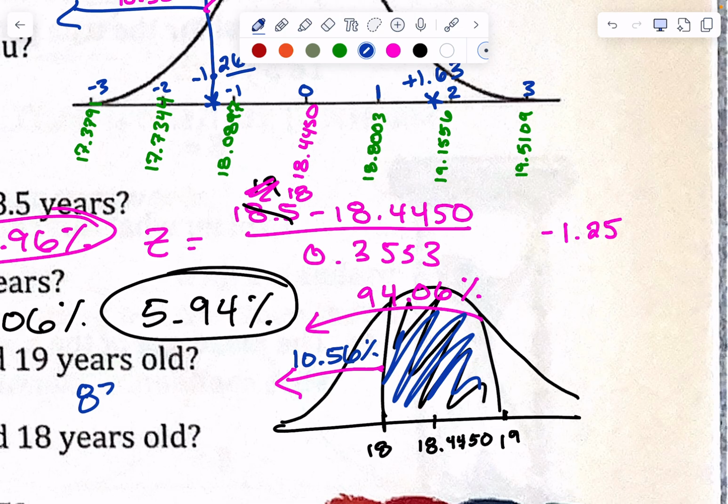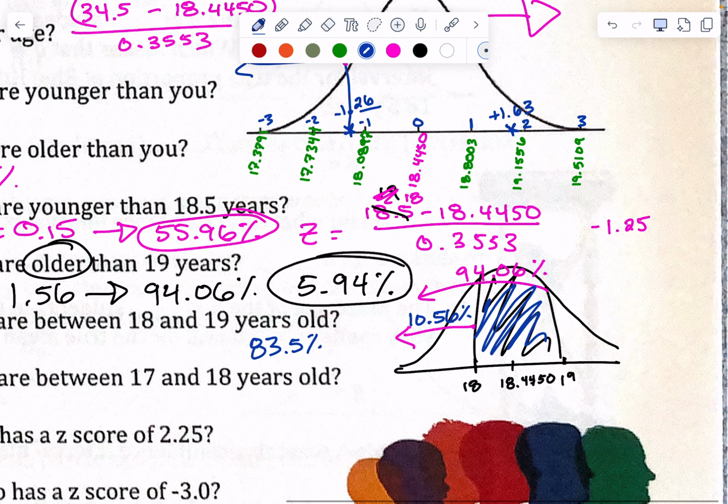83.5%. Perfect. Okay, now between 17 and 18 years old, we already have the 18. You just have to find the 17. Can you give us a second? The Z-score is negative 4.2. So it's just zero, 0.01%.